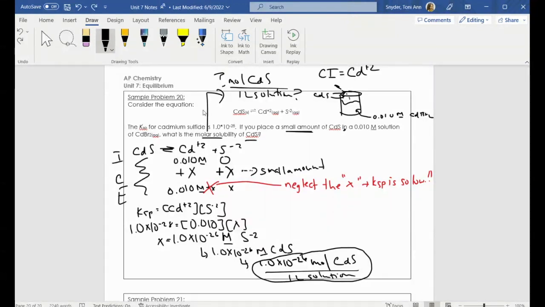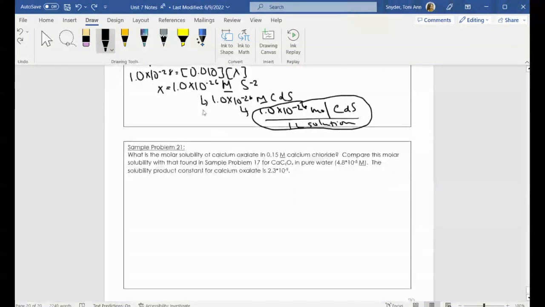Just like one of the other problems that we did in the last video, if the question did ask you for what is the solubility in units of grams per liter, you would just convert that from moles of cadmium sulfide to grams of cadmium sulfide. Let's try this last one here.